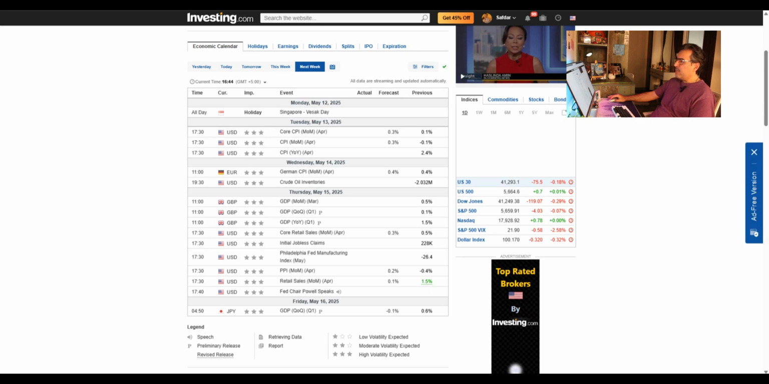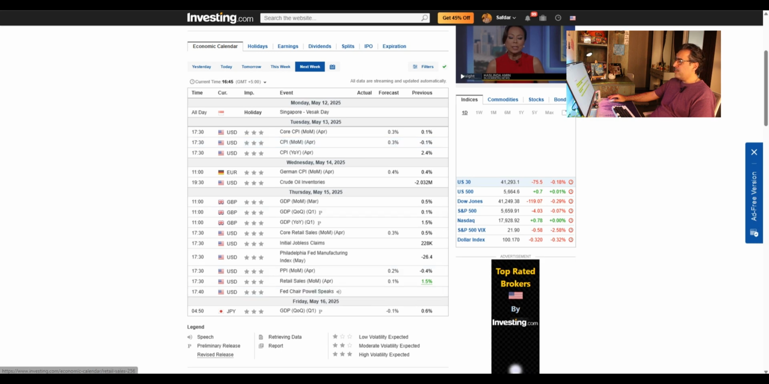And the major economic events will be the consumer price index on Tuesday, 13th of May. This will bring volatility in the market. Volatility means risk means opportunity. And then on Thursday, we'll be having FED chair Powell's speech. This is important. These are the two major economic events in this week: consumer price index and FED speech.